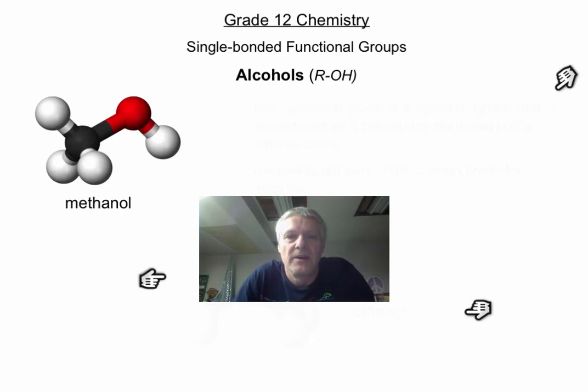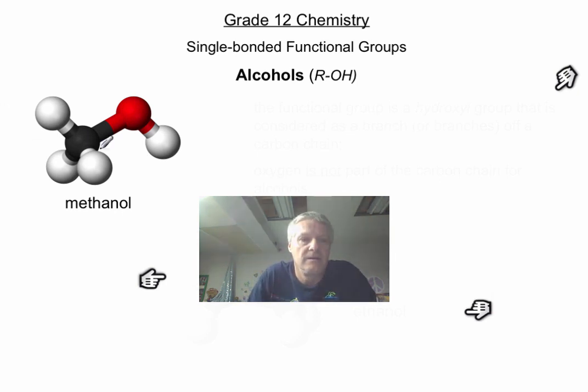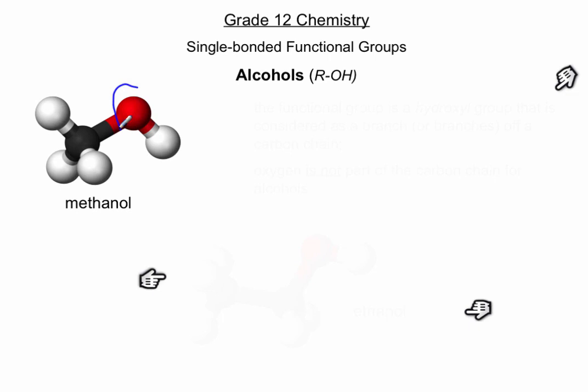So in this second video on functional groups, I'm going to cover the alcohols. Here's an example of an alcohol. This is methanol, and this is the group we're interested in. That's the functional group. That's an oxygen, and that is a hydrogen. And so it is bonded to a carbon.